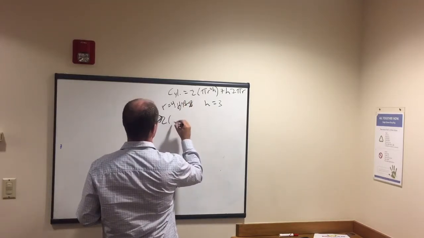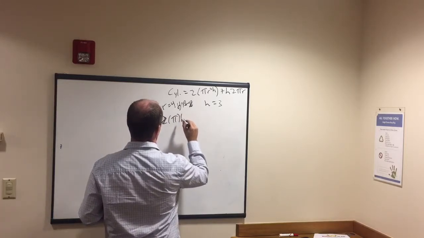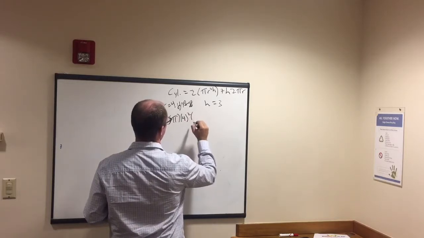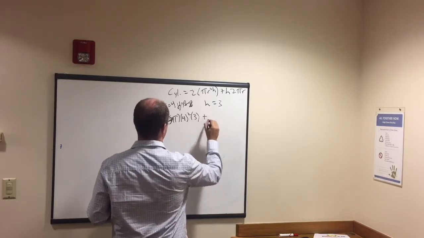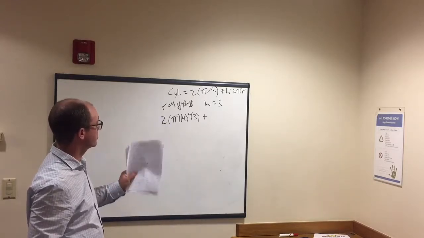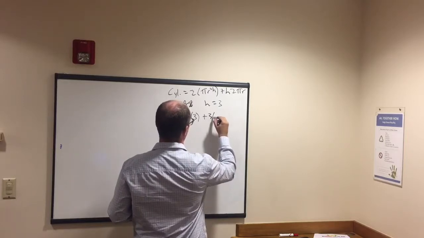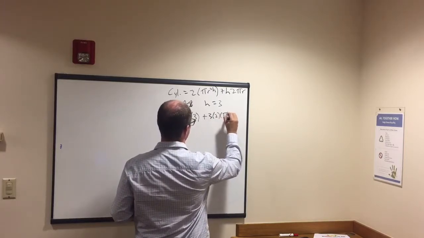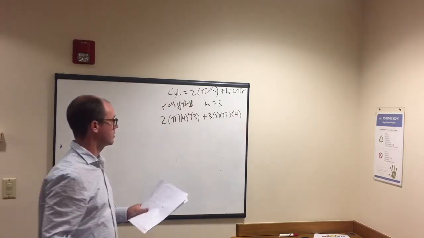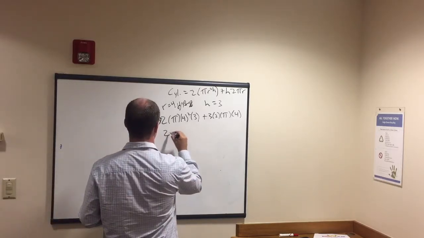2 times pi times r squared, so that's 4 squared, times the height, which is 3. Everybody can see what we did there. 2 times pi, radius is 4 squared, times 3, plus height is 3, times 2, times pi, times r, which is 4. Okay, everybody's good there.